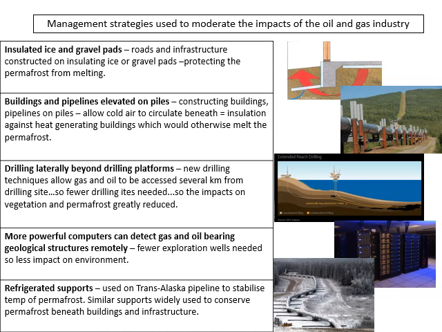So for example, actually putting insulated ice and gravel pads onto the roads so that you are protecting that permafrost from the cars driving, from the lorries driving over it. So you've got this sort of protective layer in between the actual vehicle and the permafrost. Another thing that they've done is they put the buildings and the pipelines onto stilts. You can see in that second picture down. And this allows the cold air to circulate beneath, which then protects the permafrost below, rather than having that pipeline sitting on the surface, melting the permafrost.